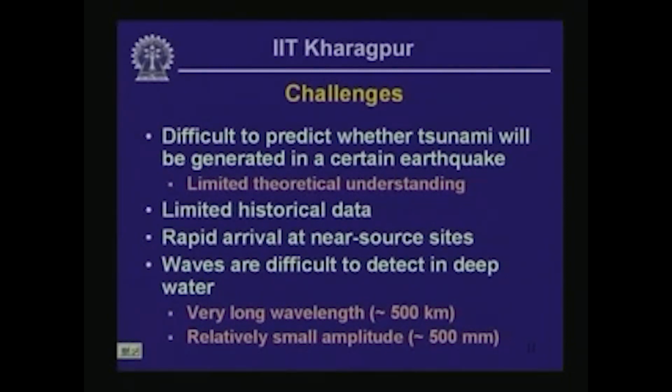The second problem associated with managing the risk from tsunami waves is the limited availability of historical data. The third one is rapid arrival at near-source sites, because in deep water the waves typically propagate at speeds of several hundred kilometers per hour. They could arrive at near-source sites very fast indeed, so you have very limited time within which to evacuate the coastal areas, which is often not possible.